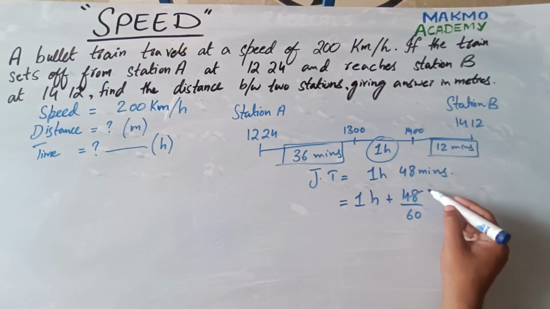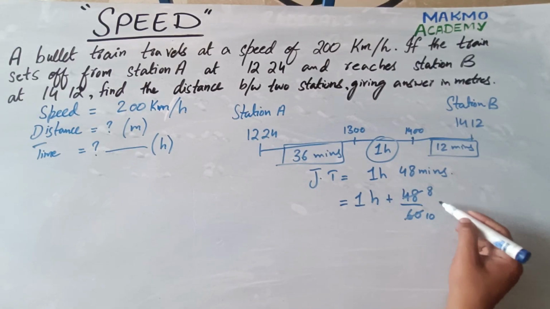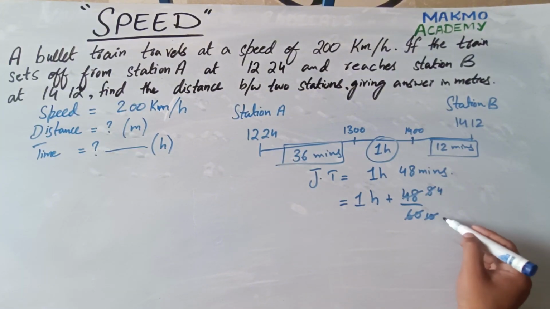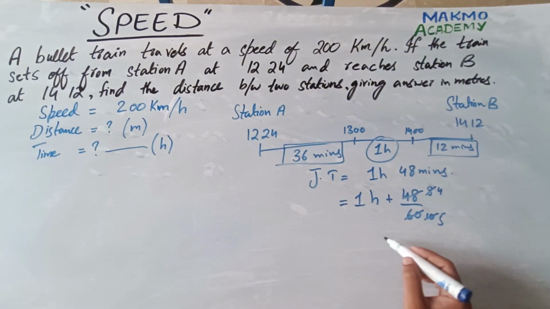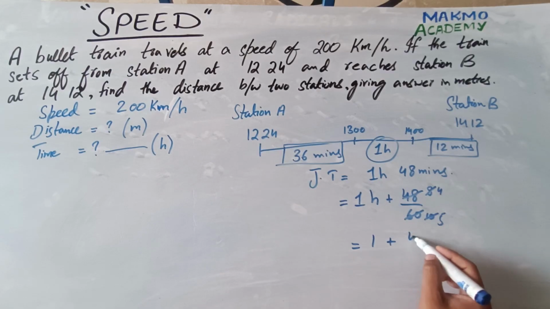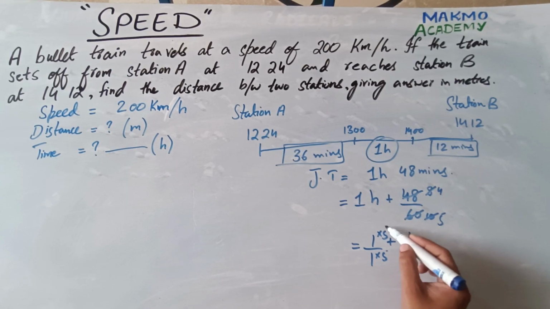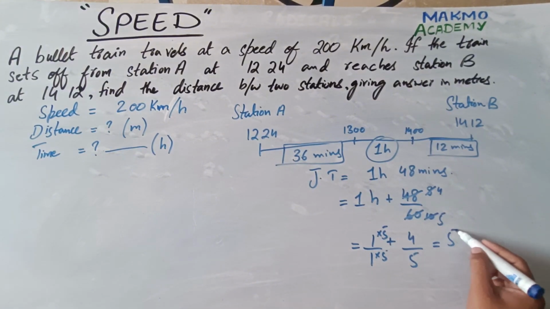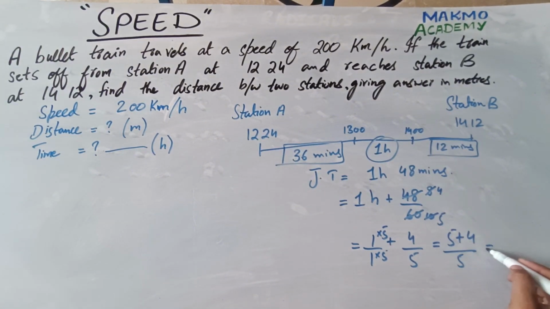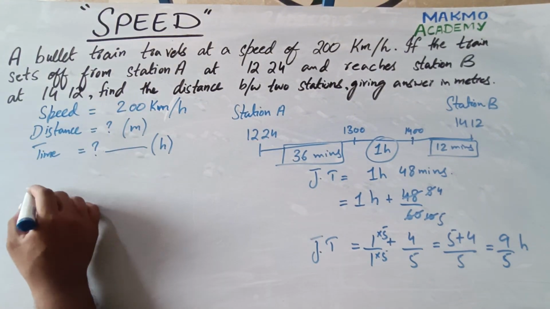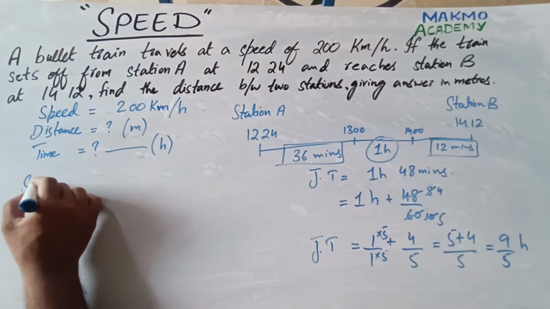Acha, 6 8s are 48, 6 10s are 60. Now again they both are divisible. 2 4s are, so 2 5s are, so 5 upon 4. Now if we will take the LCM of both of these two, so multiply by 5, multiply by 5, so what would it become? 5 plus 4 upon 5 means 9 upon 5 hour. So this is the journey time between the two stations.